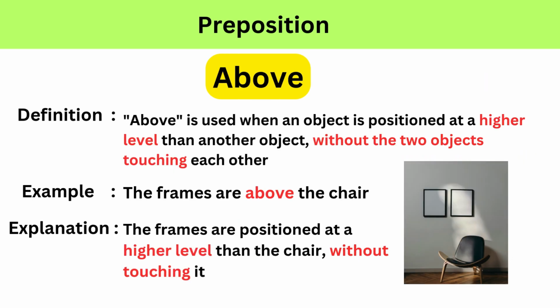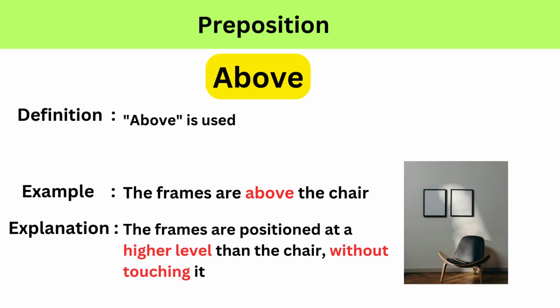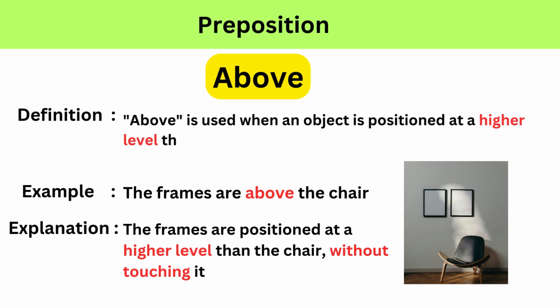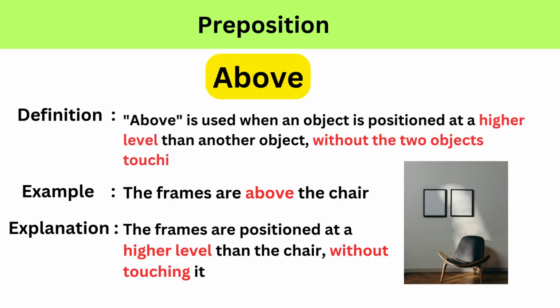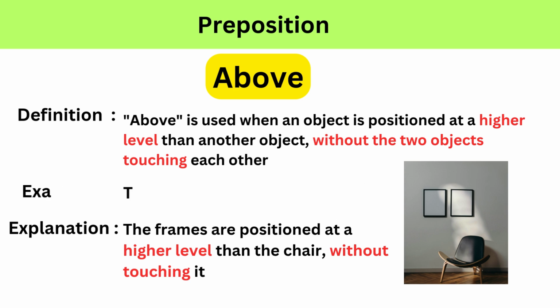Next one is above. Above is used when an object is positioned at a higher level than another object without the two objects touching each other. Here, the hint is higher level without touching two objects. For example, the frames are above the chair.